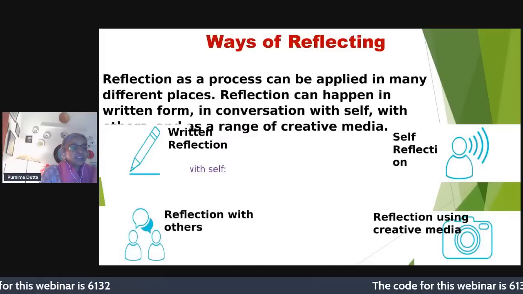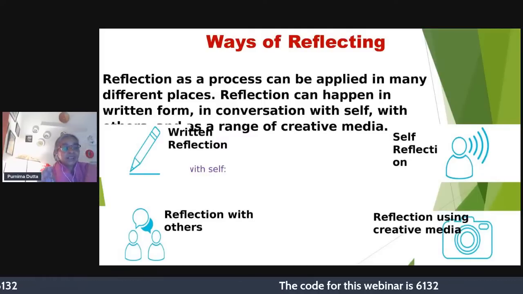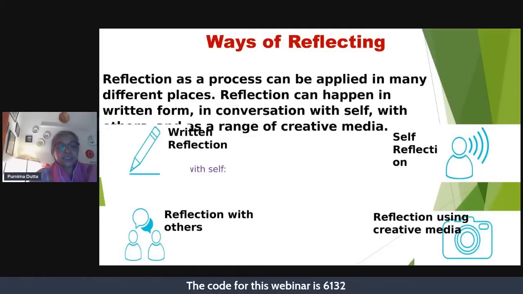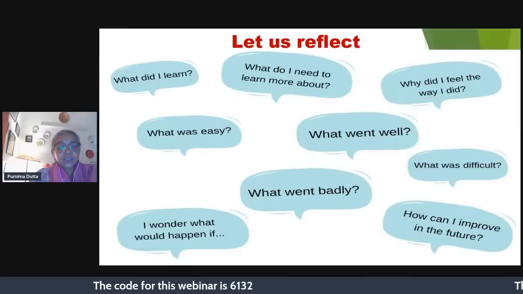Okay, so this workshop would be incomplete, of course, on reflection if we ourselves didn't engage in some reflection. So let us look at this.